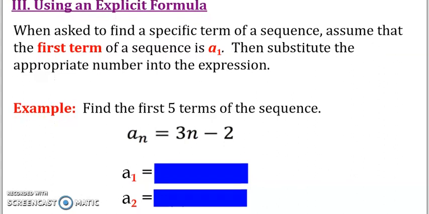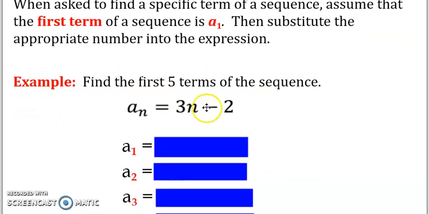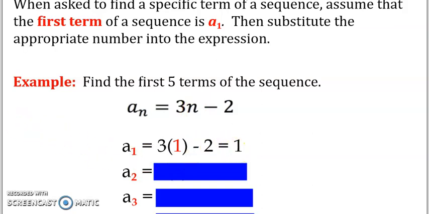For an explicit formula, you have an equation essentially, and it says to find the nth term, just plug in whatever your n value is to this formula, and it'll spit out your first term, or your second term, or third. So if I wanted to find a sub 1, that would be the first term of this sequence. I plug in 1 for n, 3 times 1 minus 2, and I'd get 1.